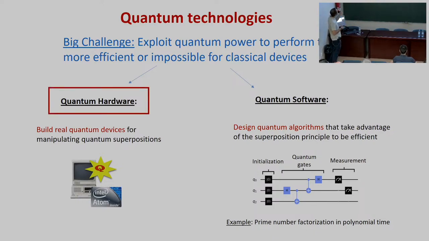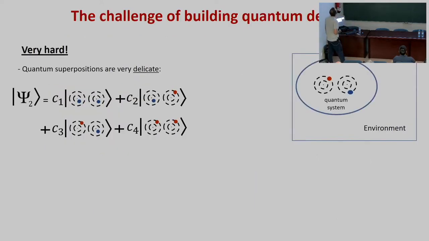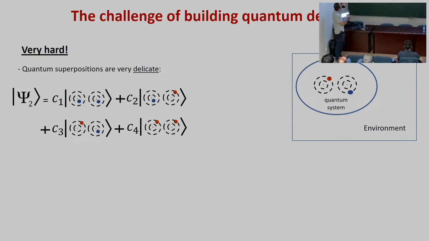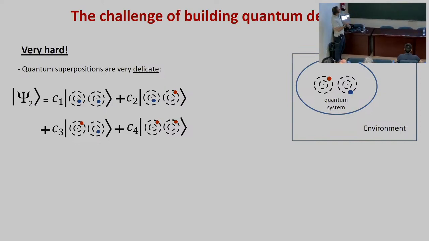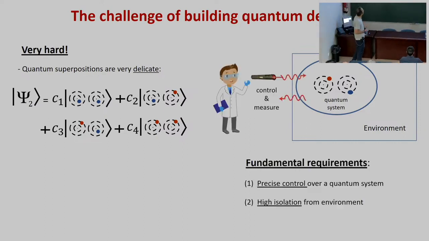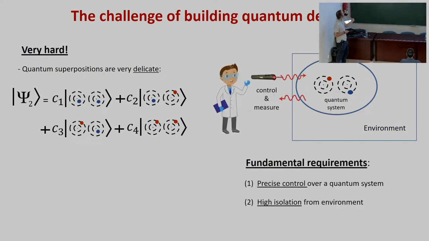And in my talk, I will concentrate mainly on quantum hardware, which is what I work on more. Well, the challenge of building quantum devices is actually very hard, because quantum superpositions are very delicate. Okay? So imagine now we have a quantum system built of 2 atoms, and this always will be interacting with some environment. And a scientist here needs to control and measure the quantum system. Therefore, you always need an environment. You cannot get rid of the environment, because we also need it to control and measure the system.